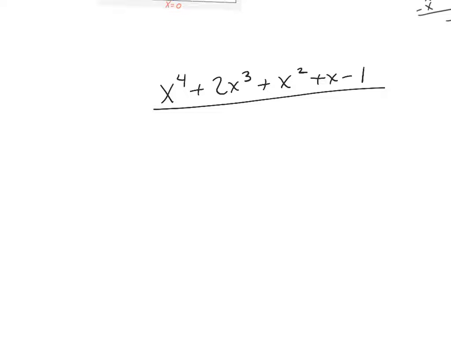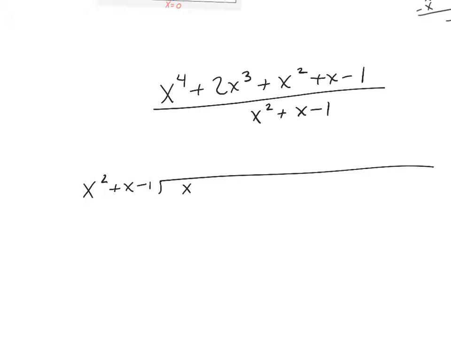Okay, so say I have this polynomial x to the 4th plus 2x cubed plus x squared plus x minus 1, and I am dividing by x squared plus x minus 1. Otherwise I would do synthetic division, but since this divisor isn't linear, I do long division. So I have x squared plus x minus 1 divided into x to the 4th plus 2x cubed plus x squared plus x minus 1.